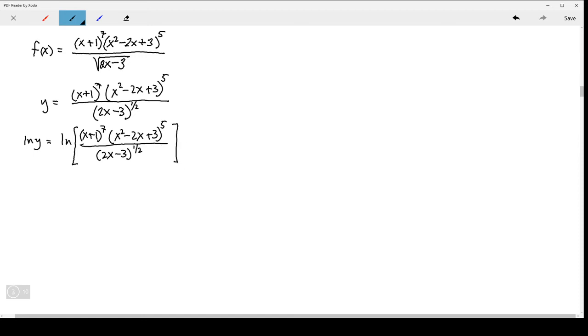All right, so I'm going to leave the left side alone for a minute, and I'm going to work on the right side. All right, so I have a division problem, right? I have a quotient. So my rule says that I can take the log of the top, ln of this, minus the log of the bottom.